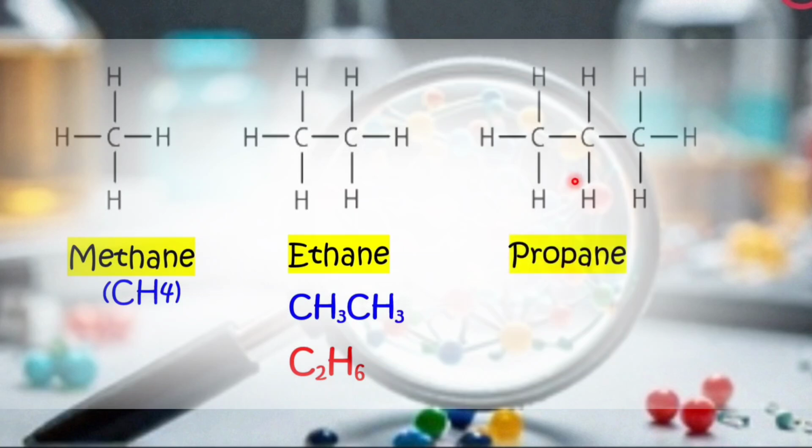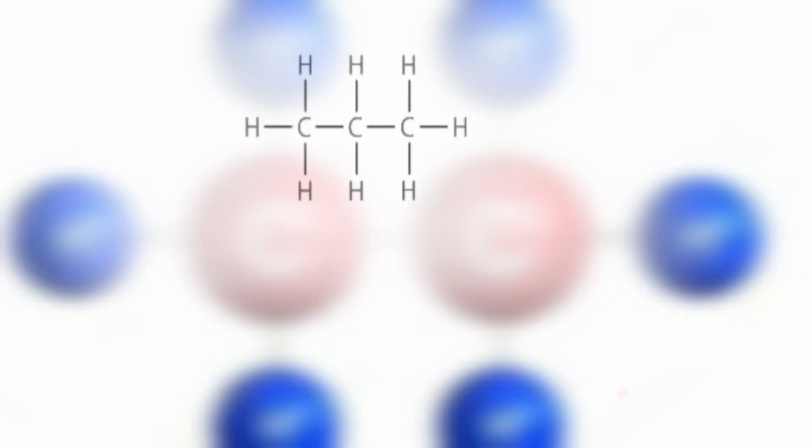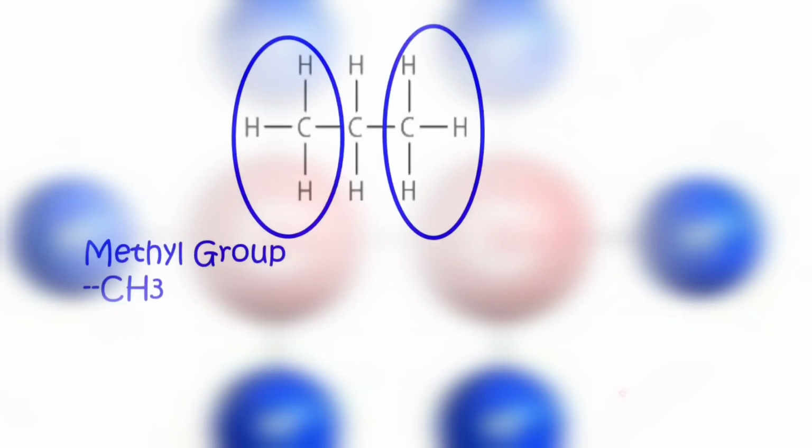Now how do we write the condensed formula? We will write first the methyl group CH3, then the methylene group CH2, and then the methyl group CH3. And the molecular formula will be C3H8. Here it is important to note that in propane there are 2 types of groups.